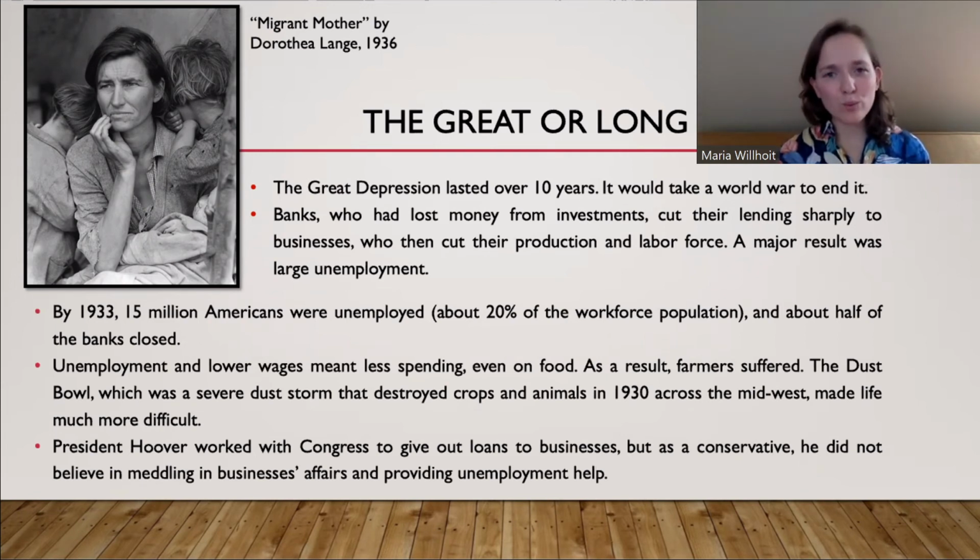And what made it even worse, as I said, is our government was conservative at this time when it probably shouldn't have been. President Hoover, who is the president during the start of the Great Depression, tries to give out loans to businesses, but he can't keep up. Congress can't keep up with how many businesses are being shut down. But also, President Hoover didn't really believe that the government should be meddling in businesses' affairs. And he certainly didn't believe that the government had a duty or even a right to give unemployment help.